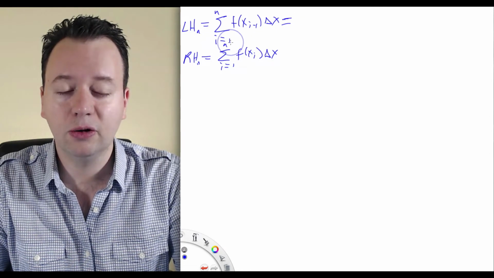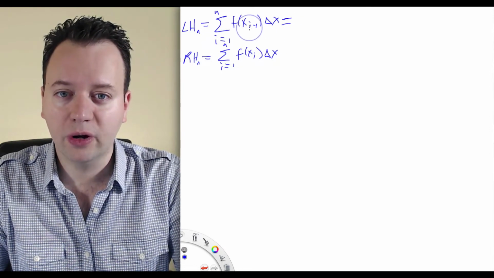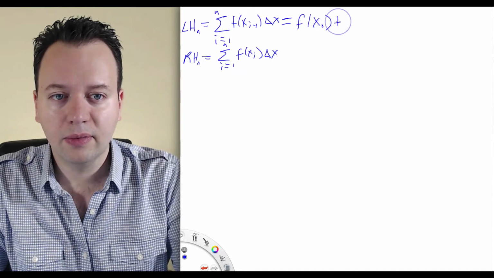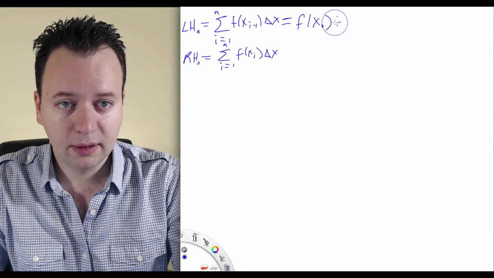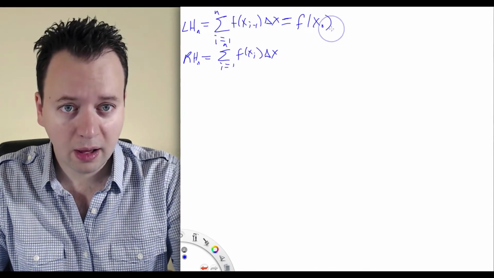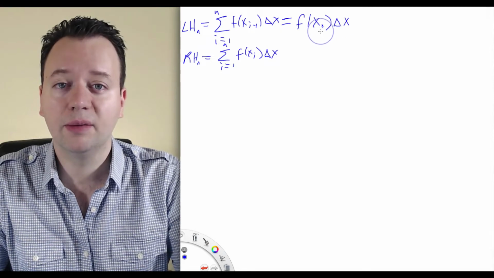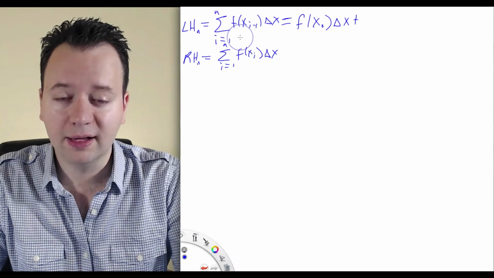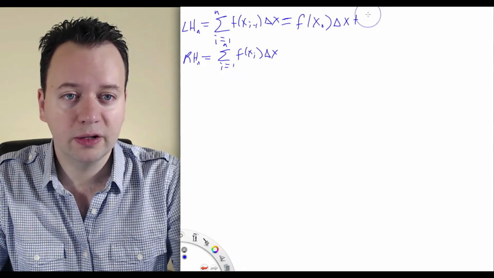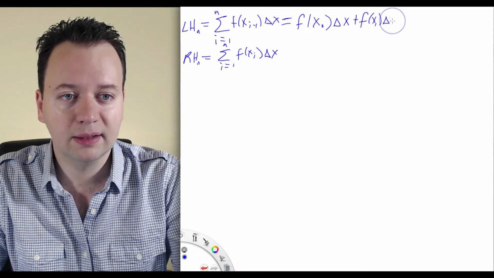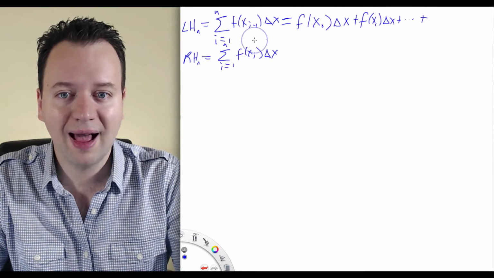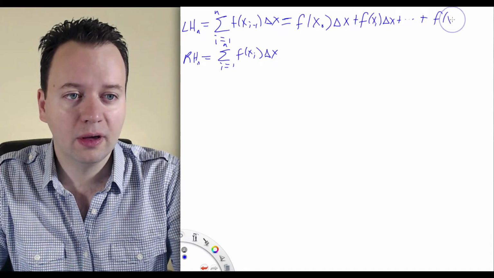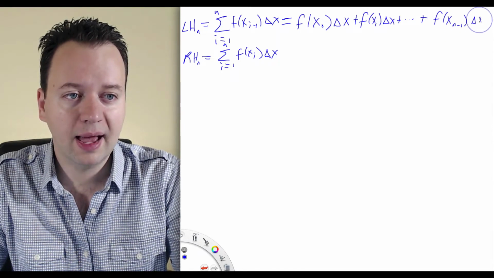So if I plug in i equals 1, then i minus 1, 1 minus 1, is 0, so I get f of x0 times delta x. So the first term of the left-hand Riemann sum is f of x0 times delta x, and then plus, now I increment i to 2, so 2 minus 1 is 1, so I get f of x1 times delta x, and so forth. The last one is when we reach n, so we have n minus 1, so it's plus f of x n minus 1 times delta x.